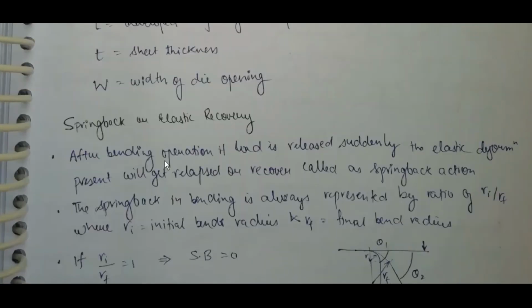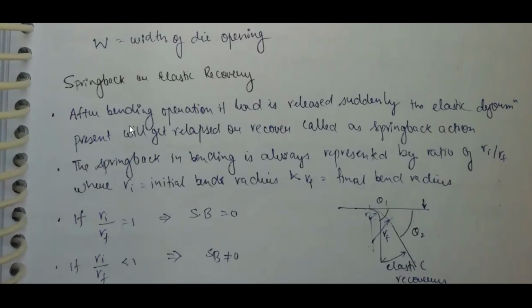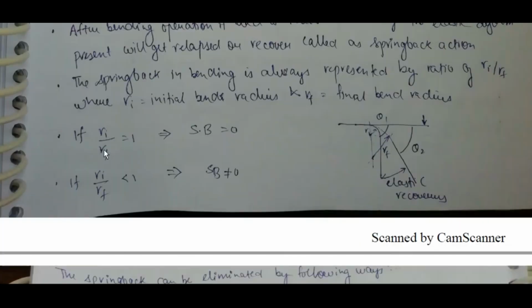Spring back, or elastic recovery after bending operation. If a load is released suddenly, the elastic deformation present will relapse or recover, called spring back action. The spring back in bending is always represented by the ratio of Ri by Rf, where Ri is equal to initial bend radius, and Rf is equal to final bend radius. If Ri by Rf is equal to 1, Sb is equal to 0. If Ri by Rf less than 1, Sb not equal to 0.